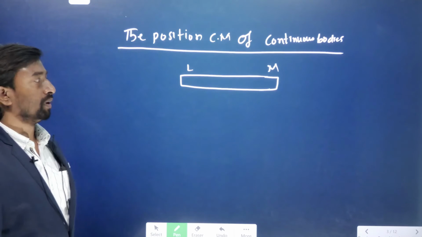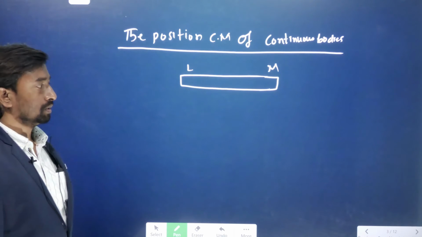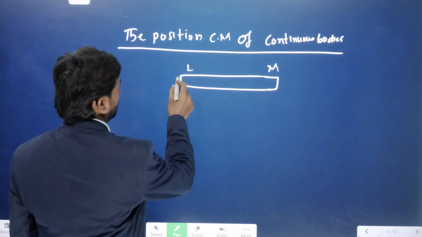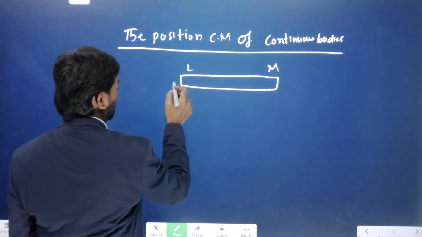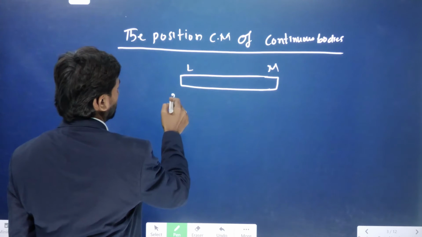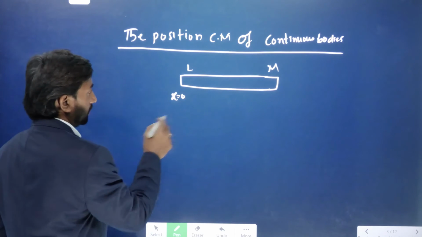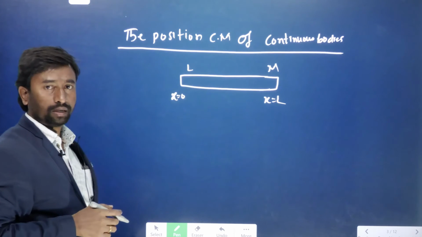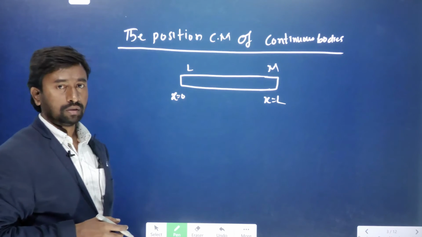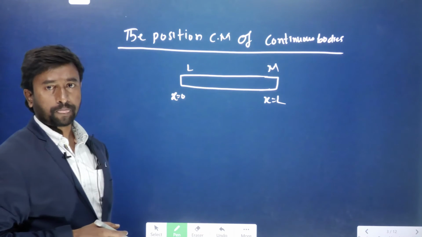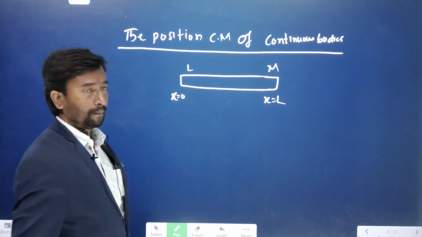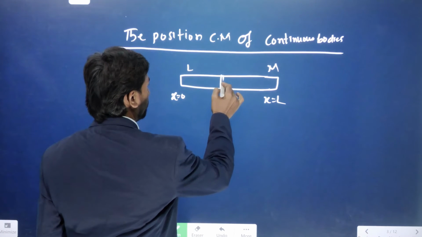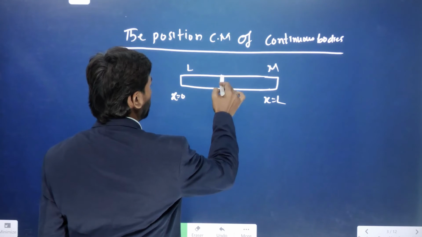Then how do we find the center of mass? See here. We will consider the starting end of the rod at x equal to 0, and the other end, the ending point of the rod, at x equal to L, a distance L away. And in this rod we will consider a small part of the rod.